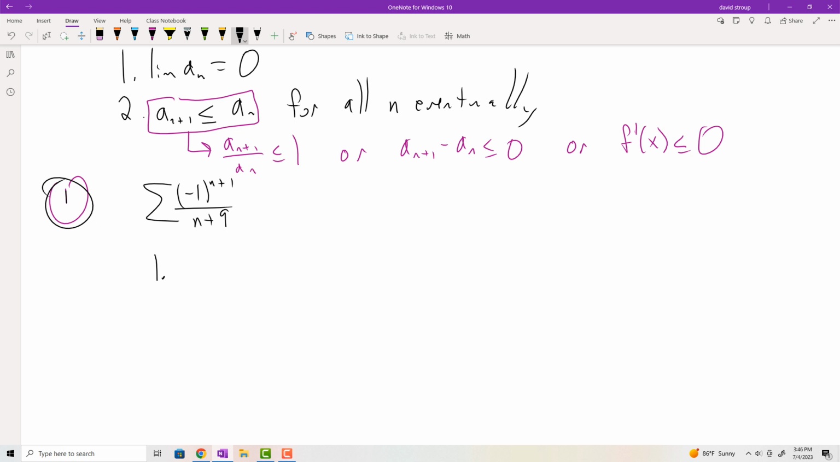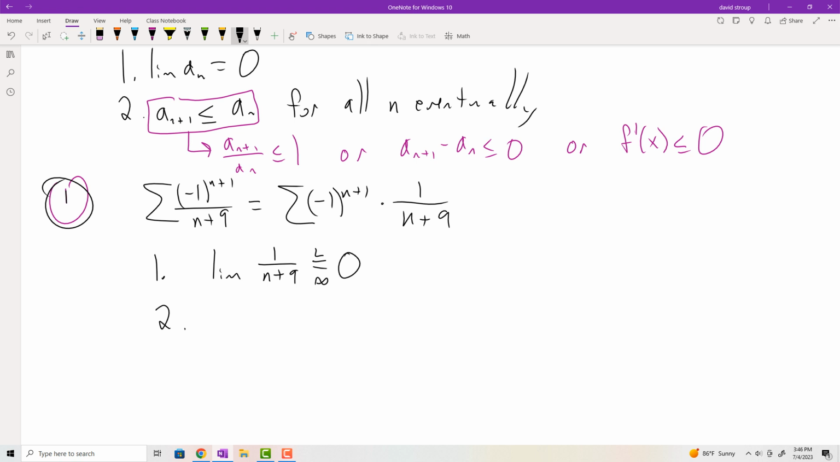So first we take the limit. And again, note, we do not, in our analysis, include the alternating part. We separate off the a sub n portion and do our work on that. So I'm going to be looking at the limit not of -1 to the n plus 1 over n plus 9, but rather just the limit of 1 over n plus 9. And of course, that's a 1 over infinity form, which will go to 0.